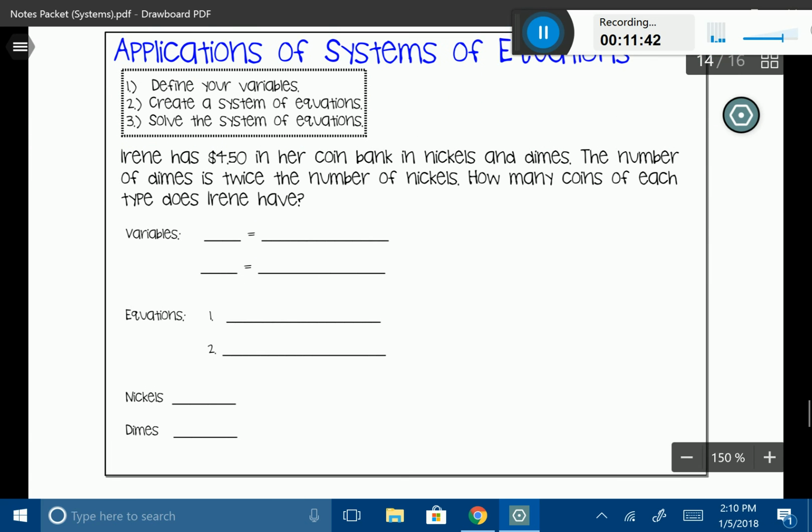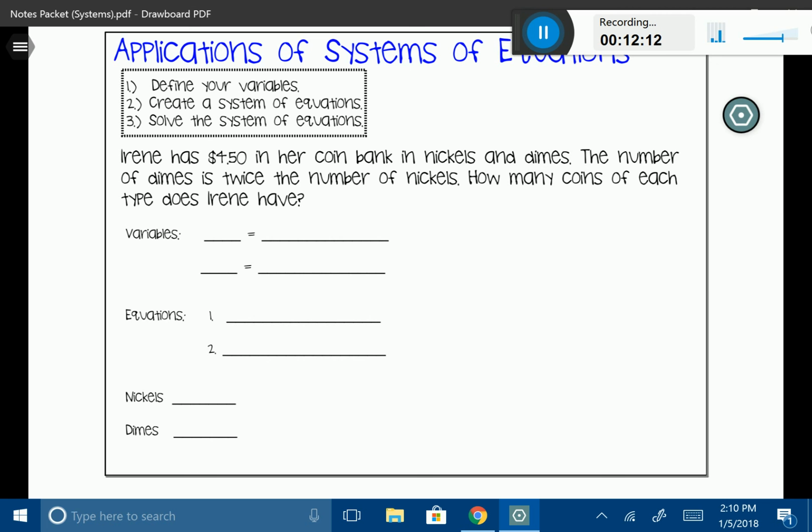This is one of my favorite ones because you're probably going to see something like this when it comes to your SOL. They love putting questions like this, talking about nickels and dimes. So I put one of these in the notes. So let's look. Irene has $4.50 in her coin bank in nickels and dimes. And the number of dimes is twice the number of nickels. How many coins of each type does Irene have?